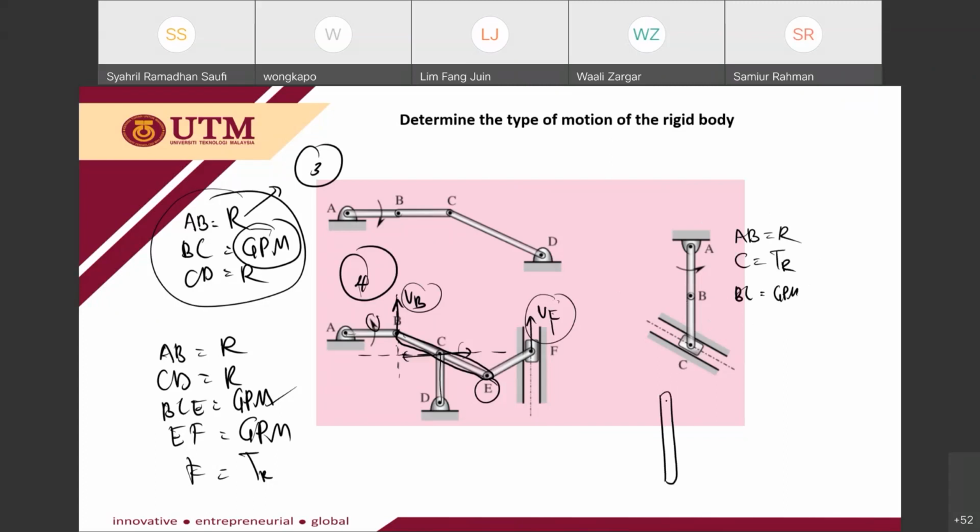Okay, at point B, this is VB. At point C, this is VC. This is the line of velocity, either upward or downward. You may notice that VB and VC are not parallel. So that's why BC is a GPM, general plane motion.